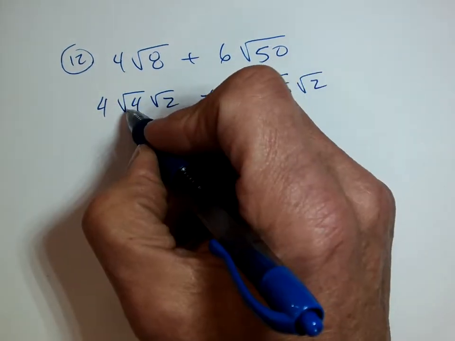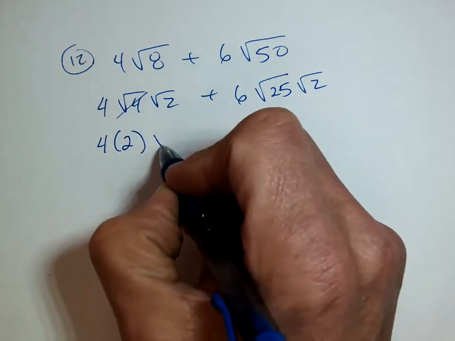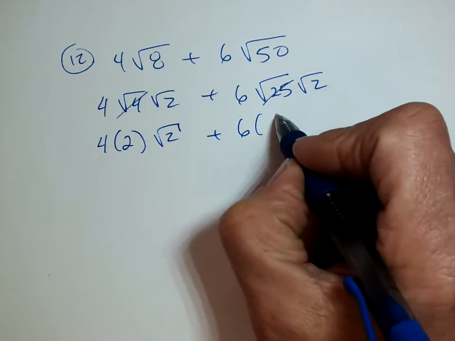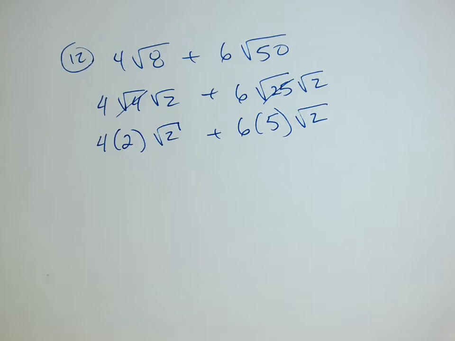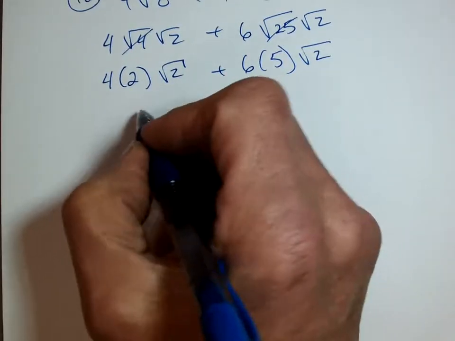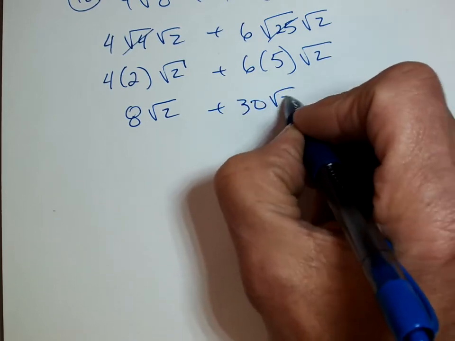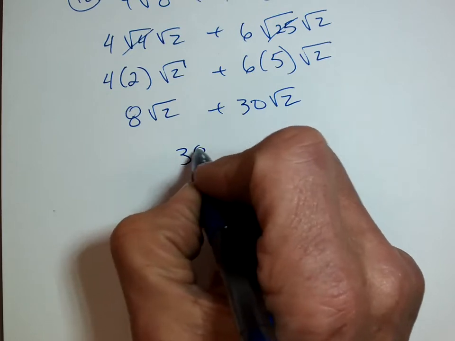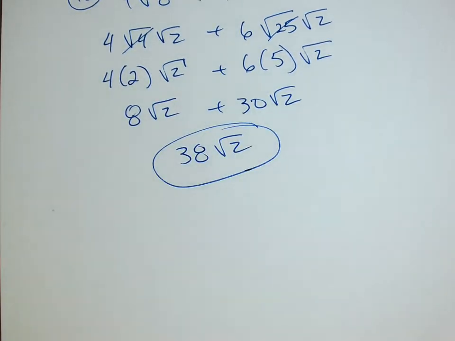Now, square root of 4 is 2. So 4 times 2 times the square root of 2 plus 6 times 5 square root of 2. That's 8 square root of 2 plus 30 square root of 2. Now you can add them: 38 square root of 2. You can do that one.